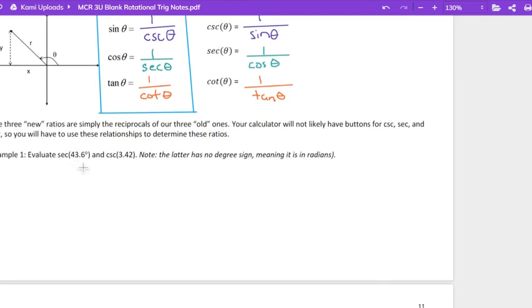All right. Okay. So let's practice. So we call these new ratios, but they're not because they're just reciprocals of the old ones. So again, it's something new, but not crazy new. Take out your calculator. Let's find these ratios on your calculator.